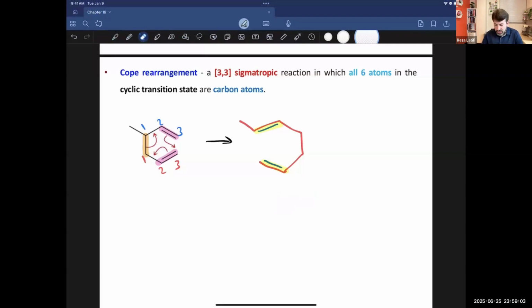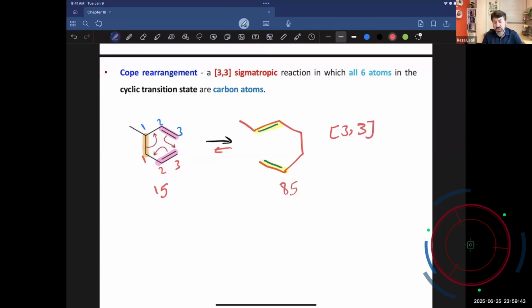Now, because the reaction is favoring the right side, I'm going to draw the arrow to the right side and longer than the return one. So I'm going to say this reaction is favoring the product rather than the starting compound. And in this case, I believe we get 85% on the right side, and this one just 15%. So the Cope rearrangement is a sigmatropic rearrangement, but we are using six carbon atoms. And if you want to label it, you will call it 3,3, because the number of atoms involved on each side of the sigma bond is equal to 3.